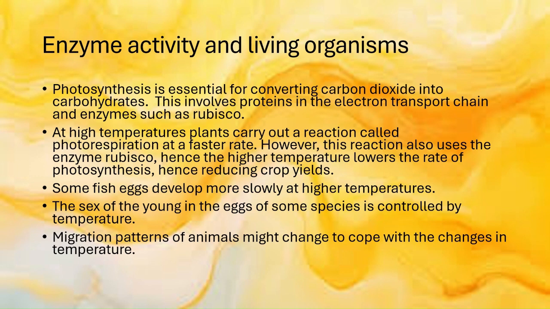At high temperatures, plants carry out a reaction called photorespiration at a faster rate. However, this reaction also uses the enzyme rubisco, hence the higher temperature lowers the rate of photosynthesis, hence reducing crop yields. Some fish eggs also develop more slowly at higher temperatures. The sex of the young in the eggs of some species, like turtles and tortoises, is controlled by temperature. And migration patterns of animals might change to cope with the changes in temperature.